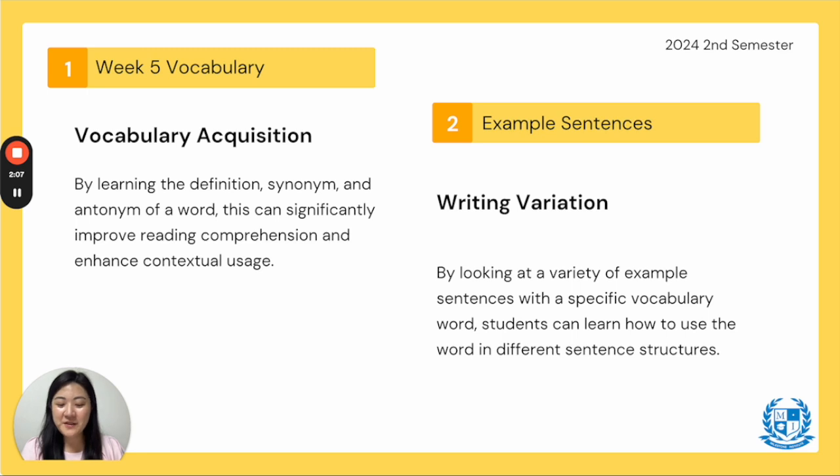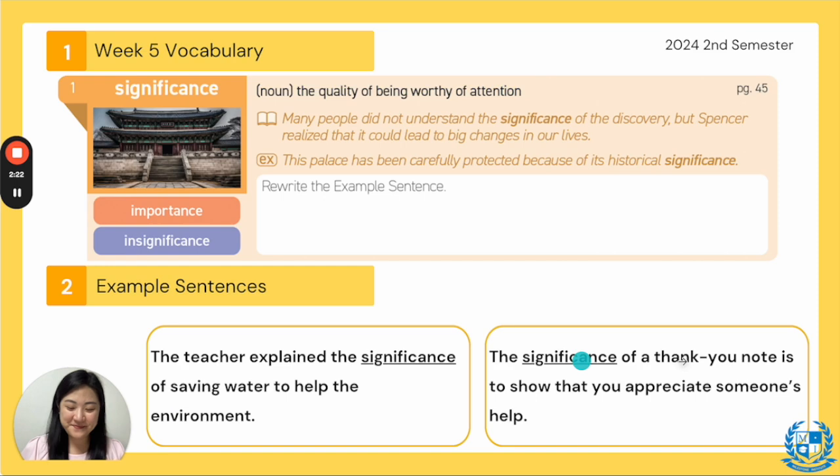So, without further ado, if you don't already have it, please pause the video and go get your vocabulary workbook, and then turn to page 40, which is the start of week 5. So, I'm sure if you're here at the video, you're already at week 5 and you have your book open. Okay? So, number 1, everyone repeat after me and say significance.